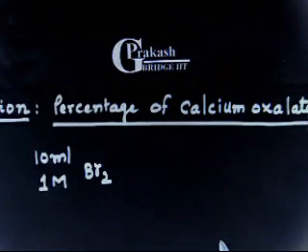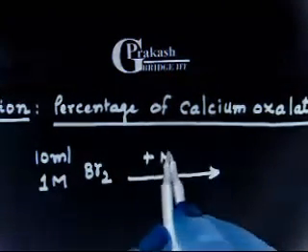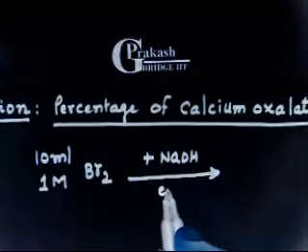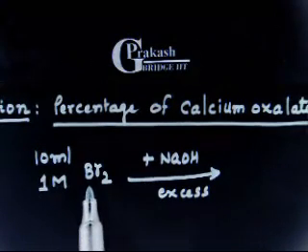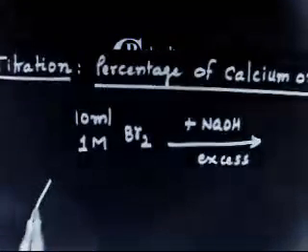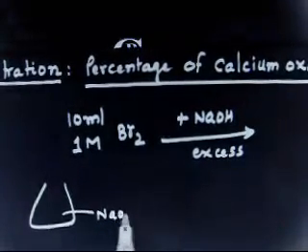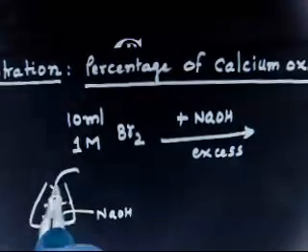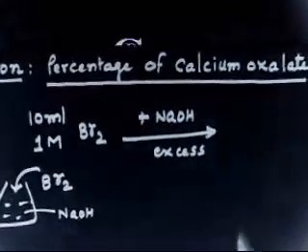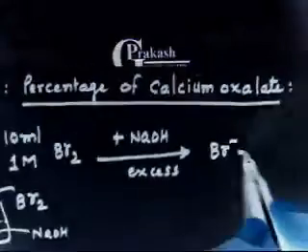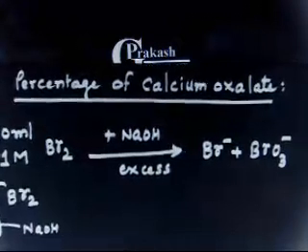This is added to excess NaOH in order to disproportionate. So I have taken excess NaOH, so that Br2 disproportionates. What we are doing is, we have a flask containing NaOH, and we are adding Br2 into this solution. Br2 disproportionates and gives me Br minus plus BrO3 minus. After disproportionation you are getting these two species.